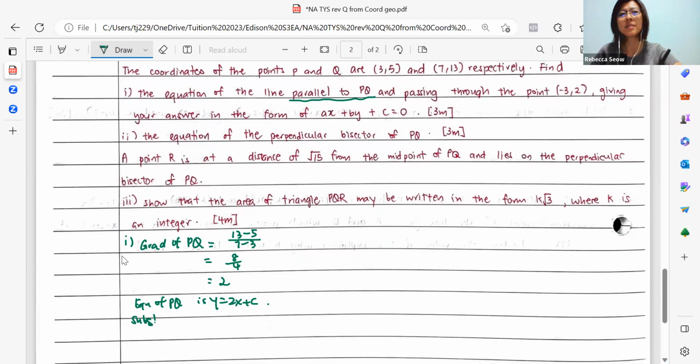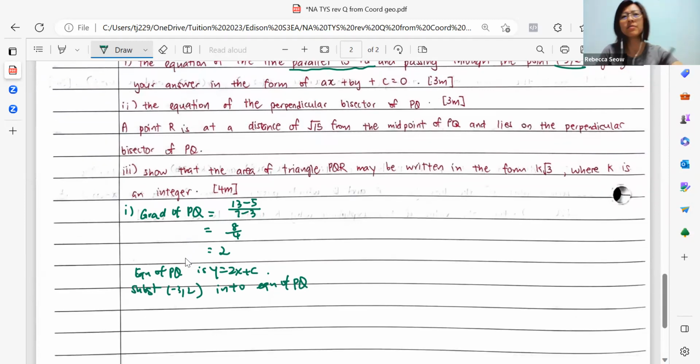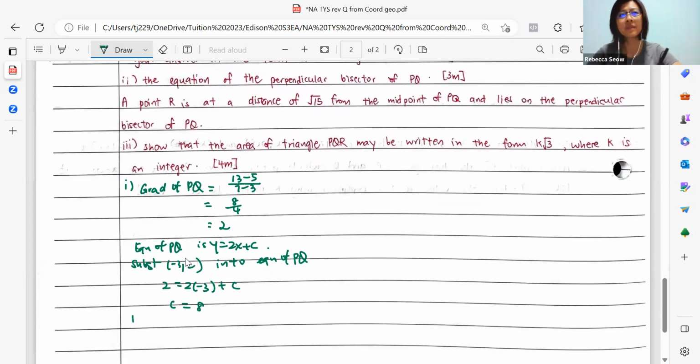Okay, so let's sub one point that lies on PQ, find our value of c. So passing through negative 3, 2. Okay, so we sub this into the equation of PQ. So from here, what do we end up with? c is equals to 8. Okay, so the equation of the line is y equals to 2x plus 8. That's part 1.